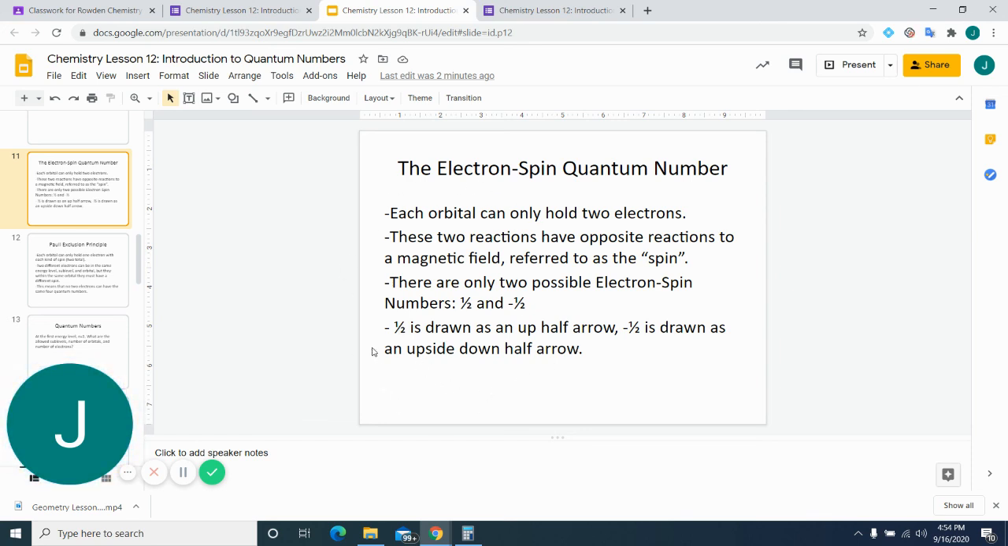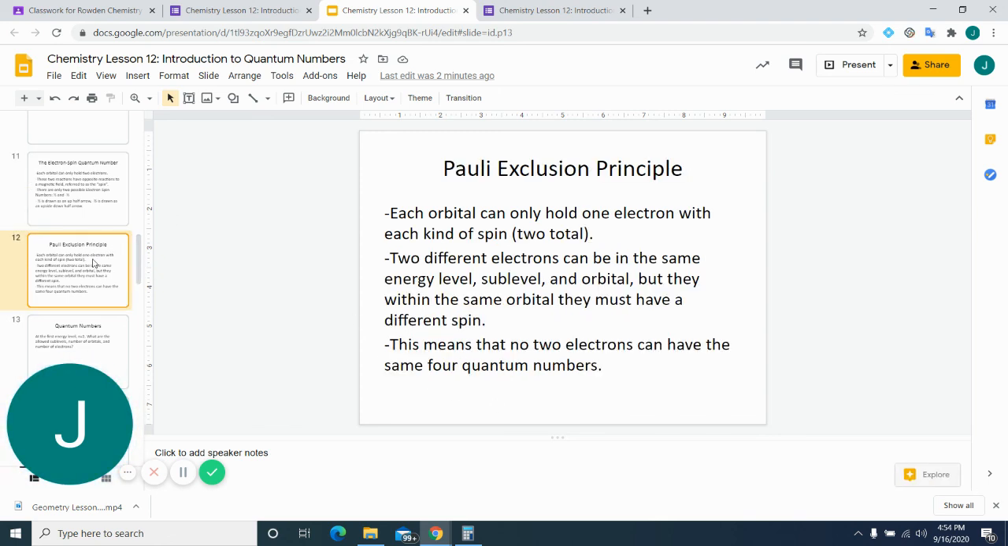When we do this stuff, and this will come up tomorrow, the next day, +1/2 is drawn as an up half arrow, -1/2 is drawn as an upside down half arrow. Once again, this is a rule that you'll see a lot of tomorrow. The Pauli exclusion principle tells us that each orbital can only hold 1 electron with each kind of spin. So say if I'm at energy level 3, sublevel 2, and then orbital 0, right? So that's like my hotel floor and room number. At orbital 0, you can only have +1/2 and -1/2, and that's it. So you can have 2 electrons, one spinning in the positive direction, one spinning in the negative direction, and then that orbital is full. That's it.